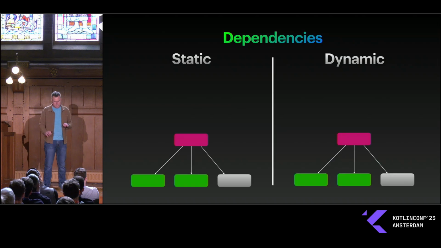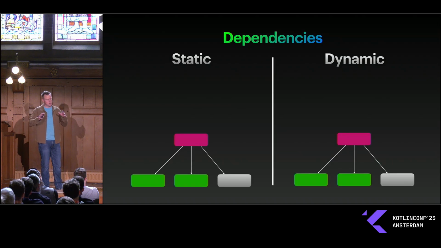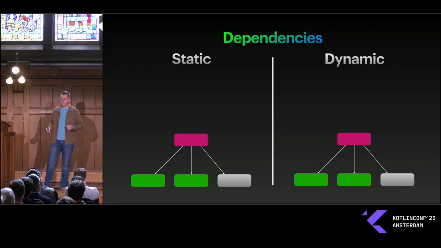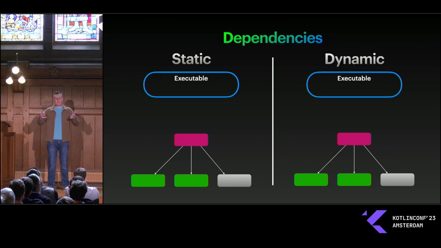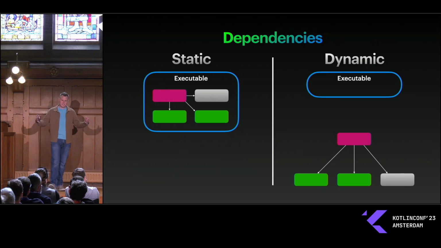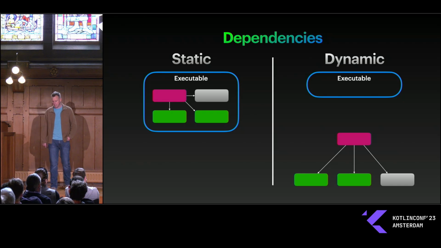The idea is either way you go, we have this dependency tree that's about the same. This is what we saw in the last slide. And at the end of the day, we want to create an executable. That's the output of our build, right? And so with static dependencies, that's similar to the shadow plugin or fat jars, where all of those dependencies just get shoved right into the executable. And there's some benefits to that, which I'll talk about a bit later.